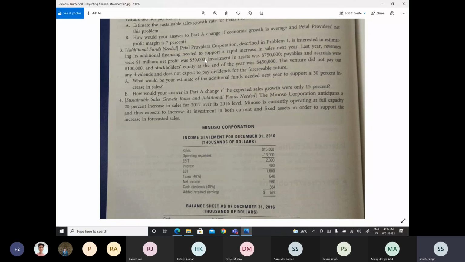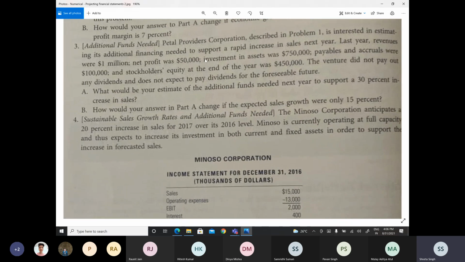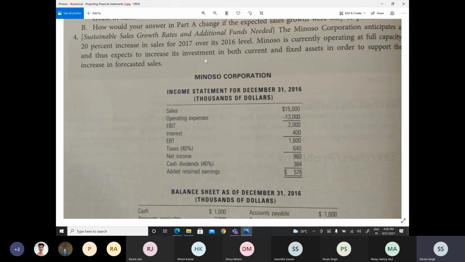Now you are given the income statement. So you have sales, you have operating expenses. Then you have their EBIT of $2,000. Then you have interest of $400. So you get EBT of $1,600. Taxes are levied at $640. So you get a net income of $960. And then you are also giving out cash dividends. So the new thing that is happening here is that you don't have 100% retention, but you have 60% retention. So you're giving cash dividends of $384 and you have retained earnings left of $576.